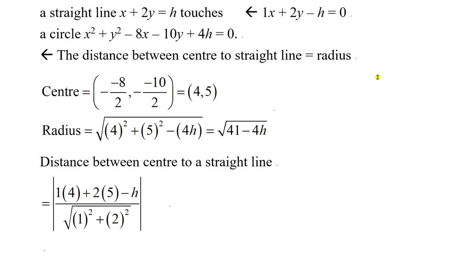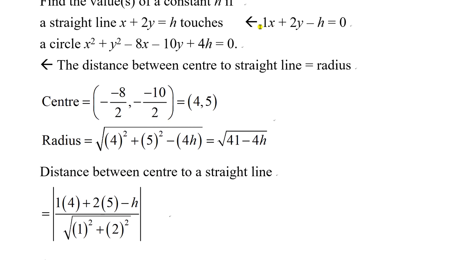As you can see, there's a straight line 1x plus 2y minus h equal to 0. That's the standard form of a straight line. X will be replaced by the x coordinate of the point, 4. Y will be replaced by the y coordinate of the point, 5, here minus h, and this will be put in the numerator. And the denominator is just like the Pythagoras theorem format, the coefficient of x squared plus the coefficient of y squared, and then square root.